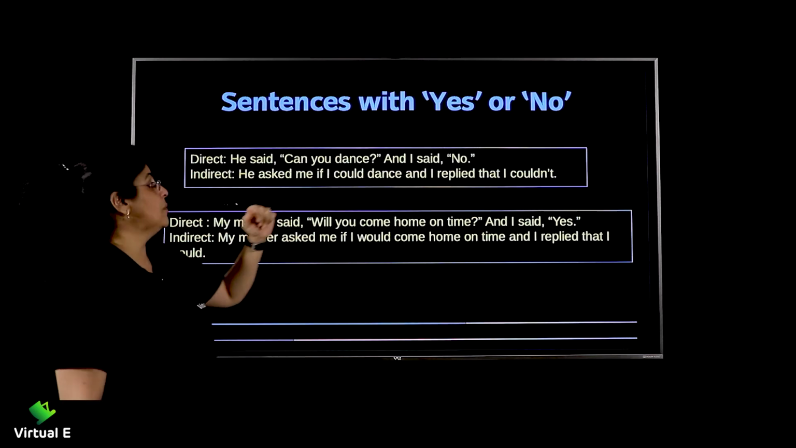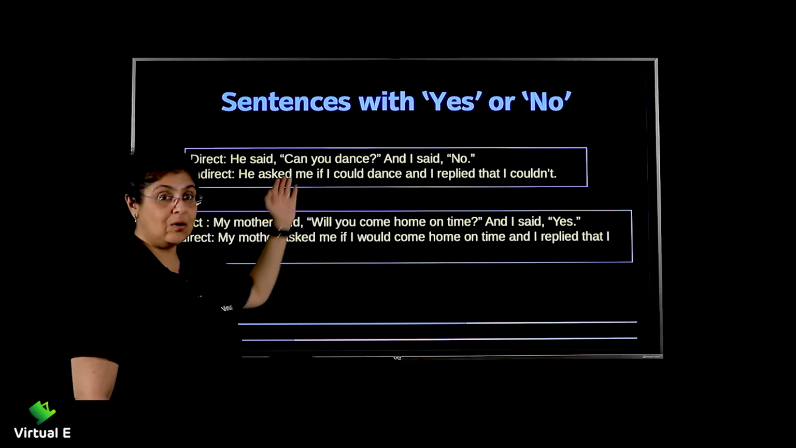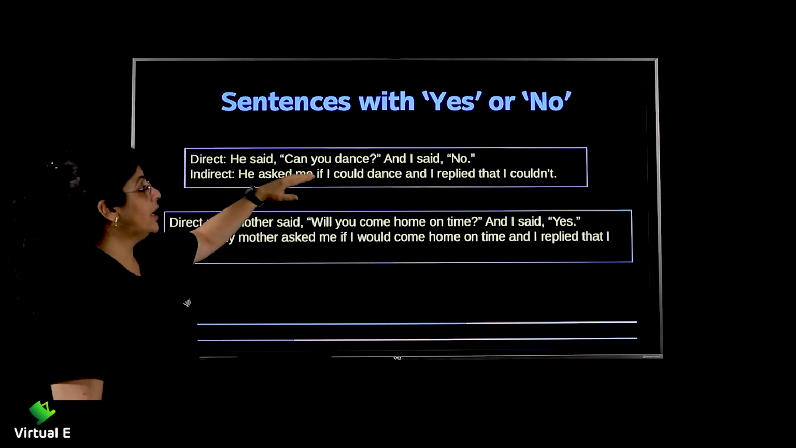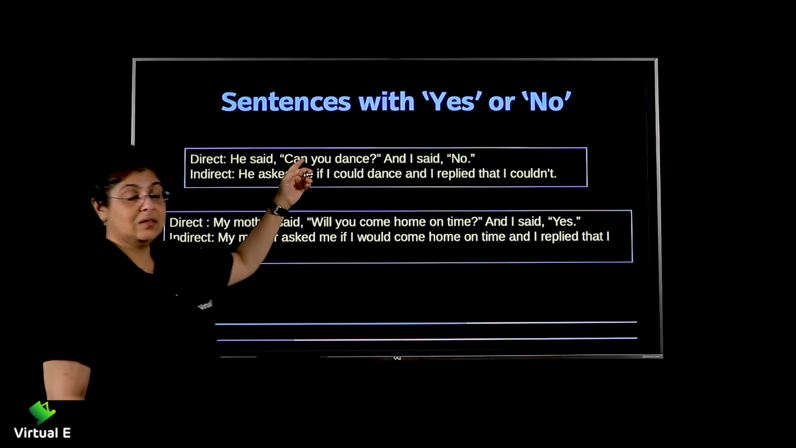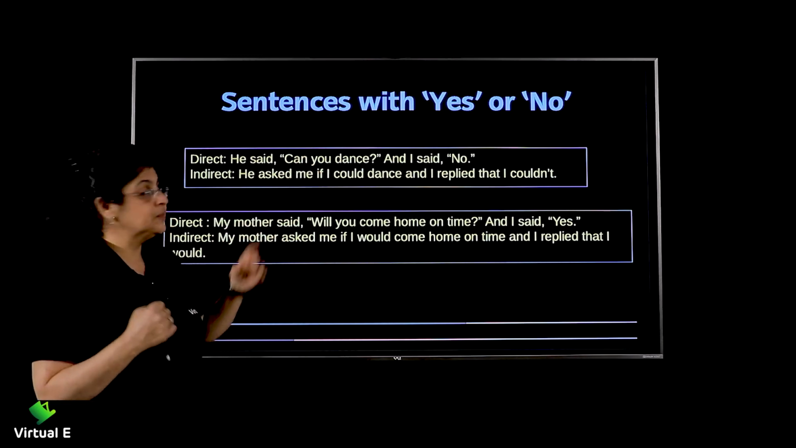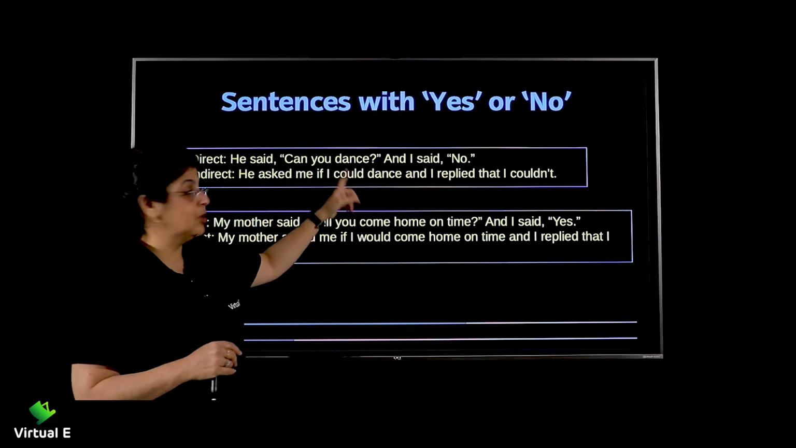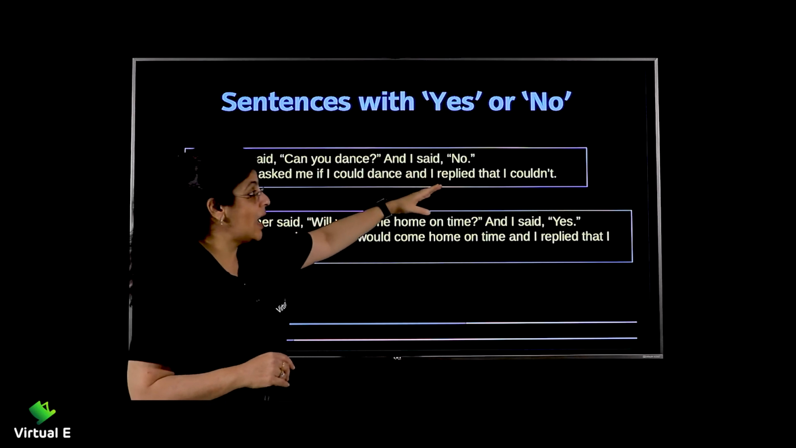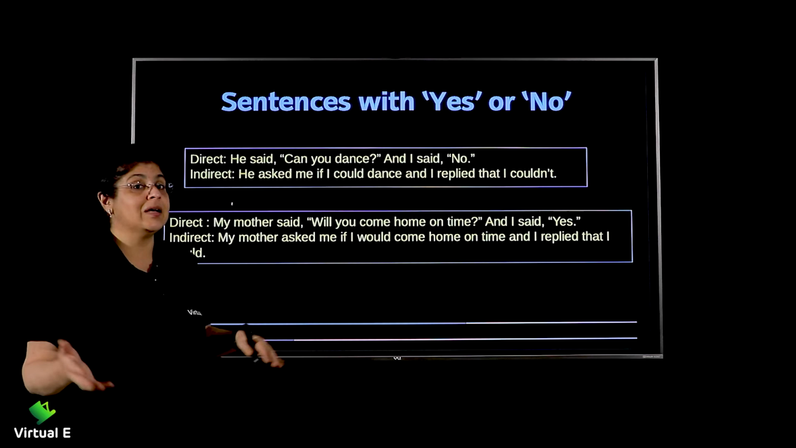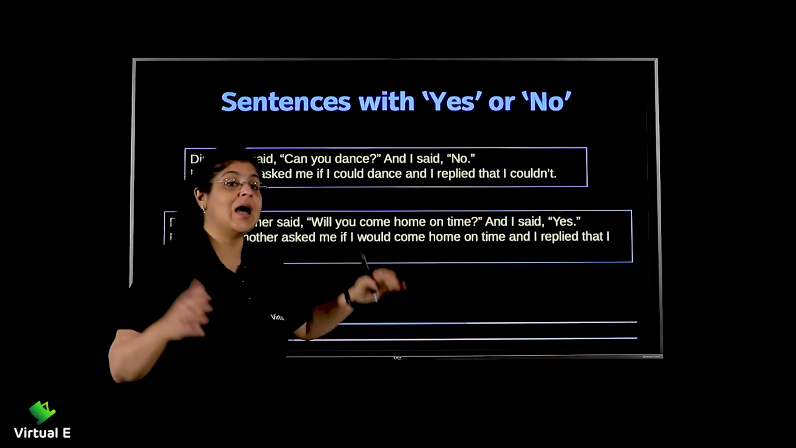You still have some more examples. He said, can you dance? And I said no. Now, a little more to it. He asked me if I could dance. Now, if will come, can you dance? It is a yes or a no. So, if or whether. So, he asked me if I could dance, and I replied that I couldn't. No, I can't. So, I replied that I couldn't.